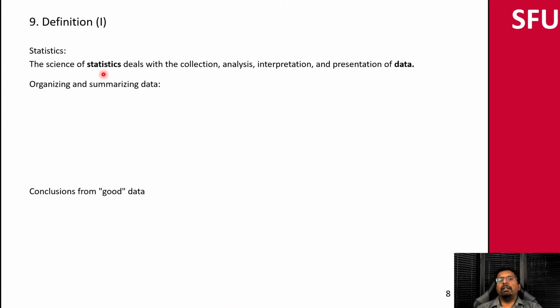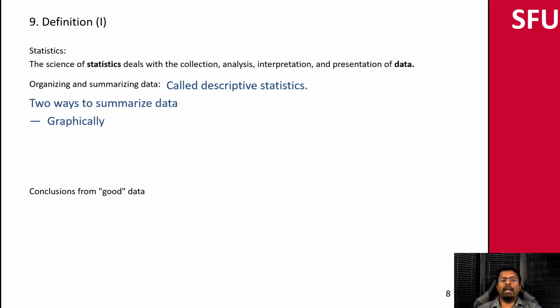Firstly, the science of statistics deals with the collection, analysis, interpretation, and presentation of data. So organizing and summarizing the data, generally, this is called descriptive statistics. So then there are two ways to summarize data. You either do it graphically, which would be like plots and graphs that you might create, or you may do it numerically, where you might find the average, variance, and so on.